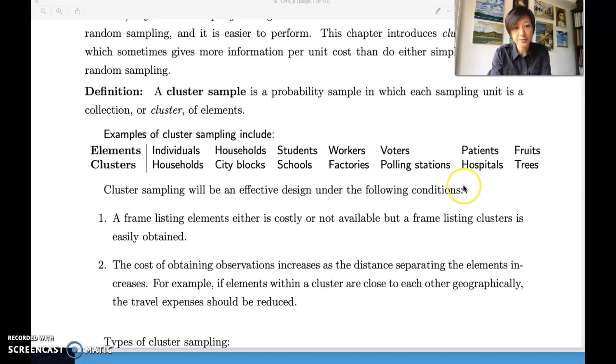So cluster sampling will be a very effective design if we don't have the full listing of all of the elements within the population, but we can easily divide the population into clusters, and then we can simply collect a few of these clusters and look into each of the elements in the selected clusters.